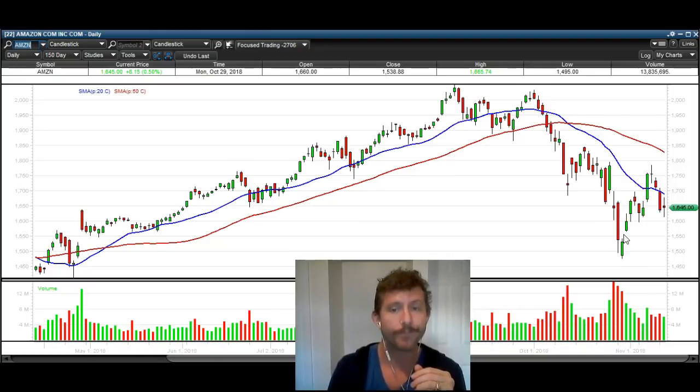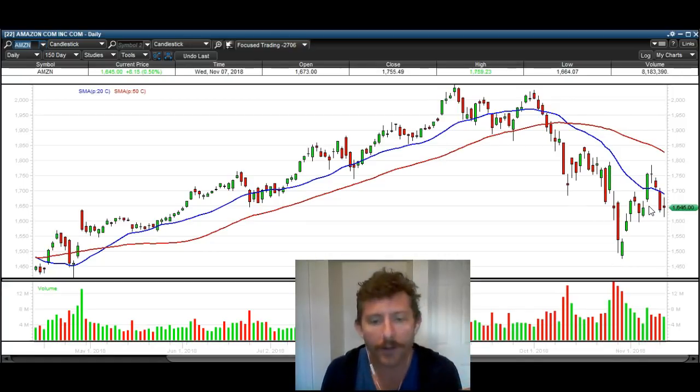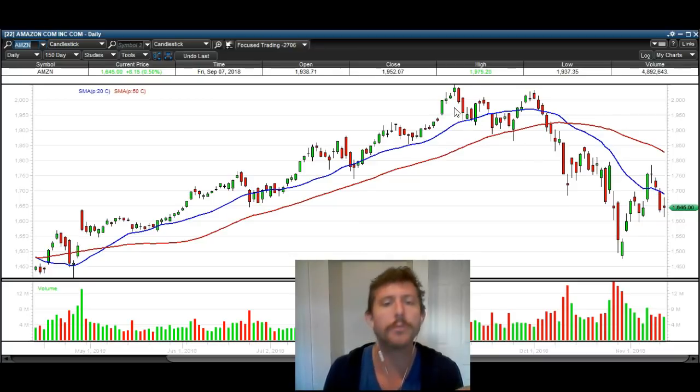And we were already in a downtrend here on Amazon. Here's a high. Here's a lower high. Here's a lower high. Here's a lower high. Here's a low, a lower low, a lower low right there. So we are in a downtrend here for Amazon, if you're looking at about the last 3 or 4 months.